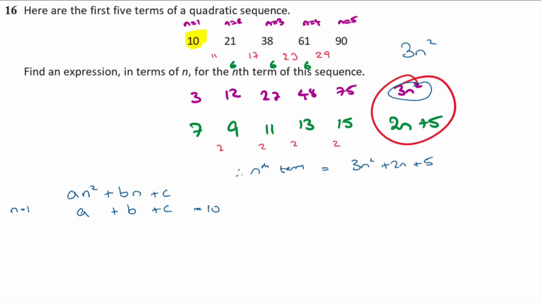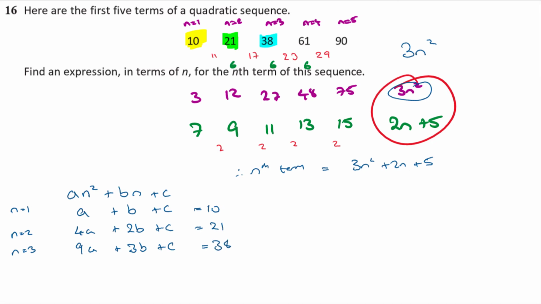Okay, now when n is 2, then an squared plus bn plus c, take n, 2, and square it, 4. I'm going to get 4a plus bn, which is 2b, plus c. That is equal to my second term. That is equal to 21. Okay, and then when n is 3, n squared is 9, so that would be 9a plus 3b plus c, and that is equal to our third term, which is 38.